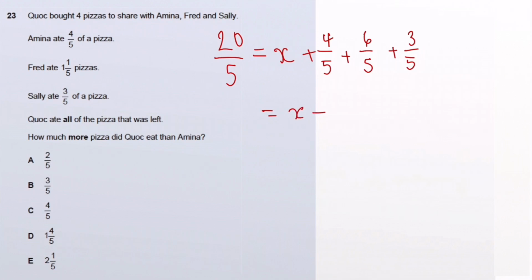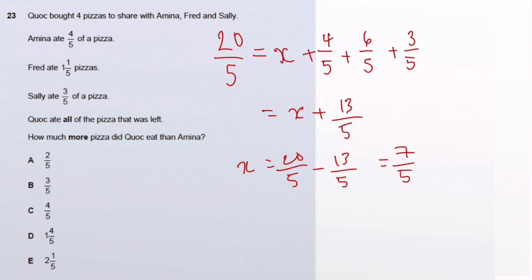And so we get X plus 13/5. So when we add up all of this, we have X is equal to 20/5, take away 13/5, which is 7/5. So this is how much Kwok ate. So we want to find out how much more did he eat than Amina. So how do we do this? Simply subtract.